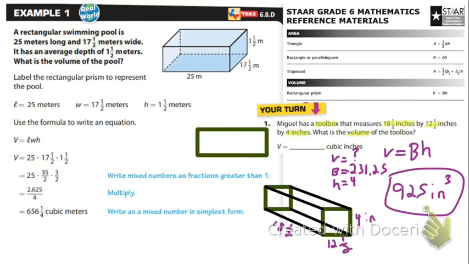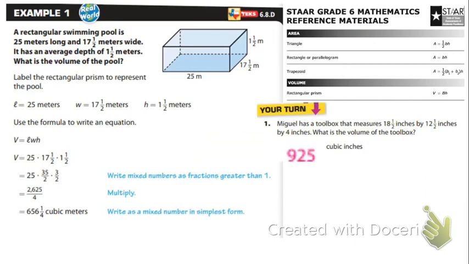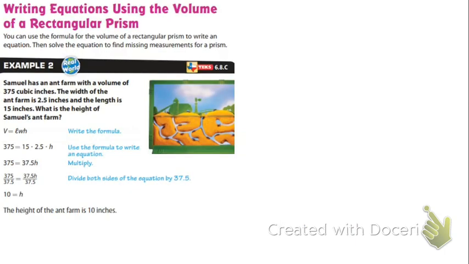I forgot to draw out the base there. Let me label the dimensions here. So it's 18 and 1/2 by 12 and 1/2. Yeah, so this is what I'm going to be looking for, okay? Because this helps me identify where the misunderstandings were, if there were any. Alrighty. All right, so next, writing equations using the volume of a rectangular prism. Oh, time is up.